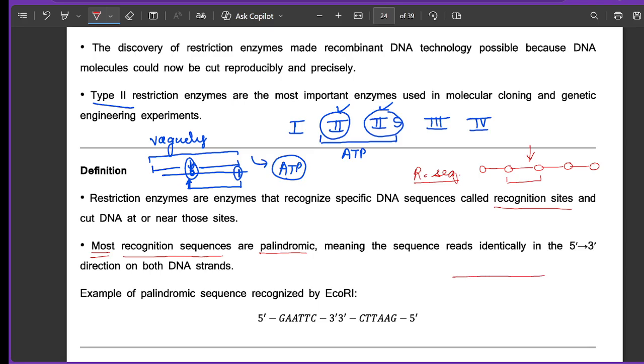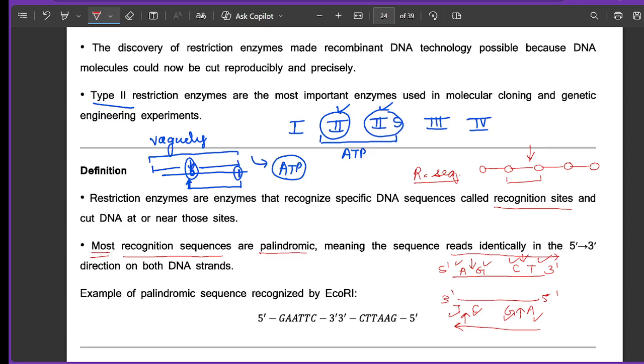Suppose there is a double stranded DNA, one strand running from 5' to 3', the other running from 3' to 5'. If here it is cutting between A and G, then here also it has to cut between A and G. If here it is cutting between C and T, then here also it has to cut between C and T. Now if you read from 5' to 3', first A will come, then G, then C, and then T. And from the other strand also, reading from 5' to 3', first A, then G, then C, and then T. So this is a palindrome, and that is what they recognize.